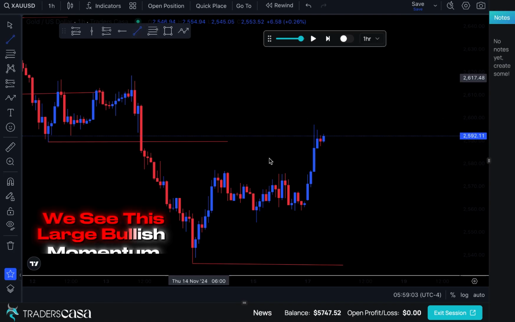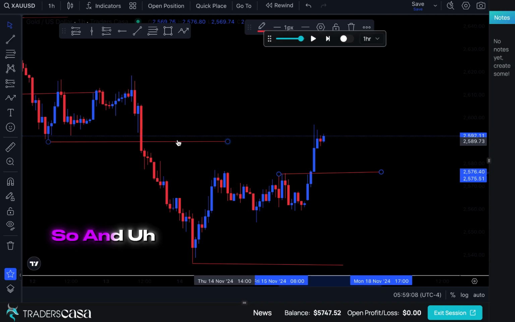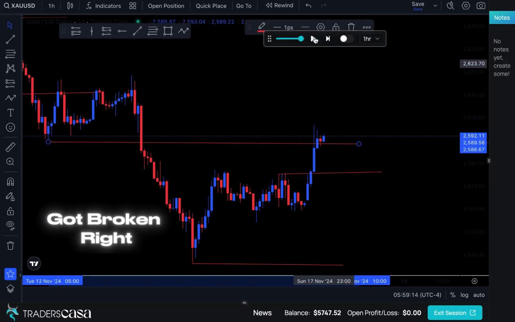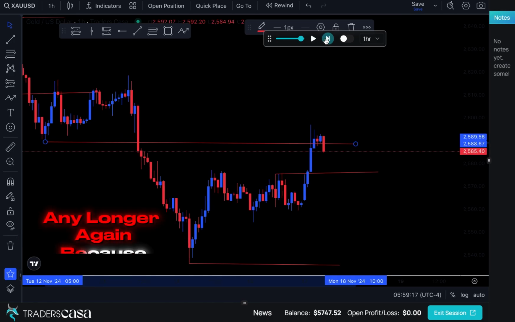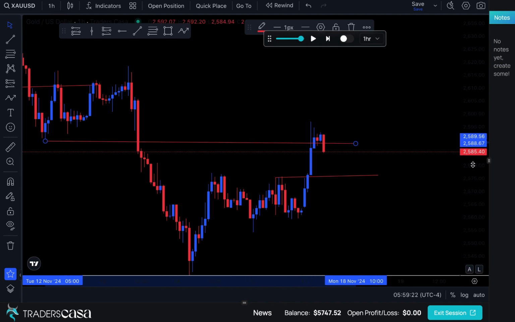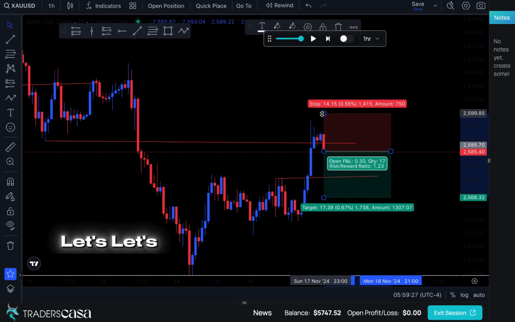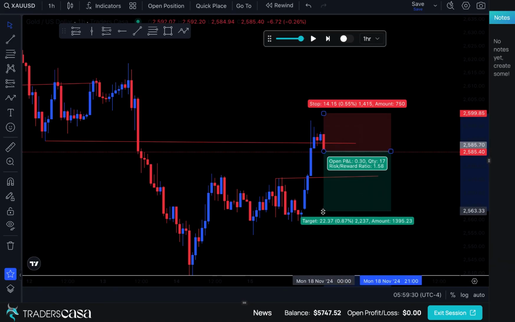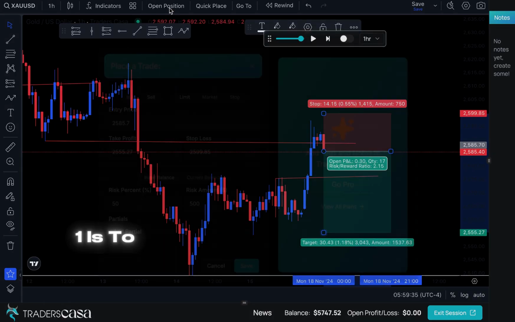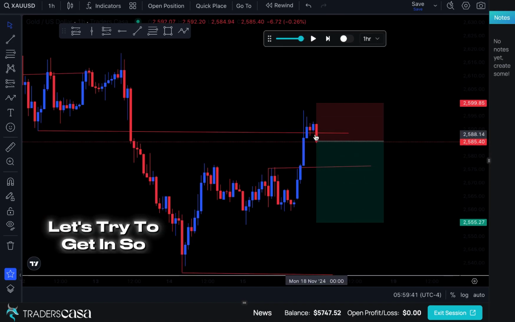Okay, we see this large bullish momentum. The market is actually now going to the upside, right? And this was the last high that got broken, right? We no longer trade this level any longer, because it's now looking like market is beginning to change direction. Most people can try to get in right here. For example, let's try to get in right there, and see what might happen. Target 1:2. Let's try to get in.